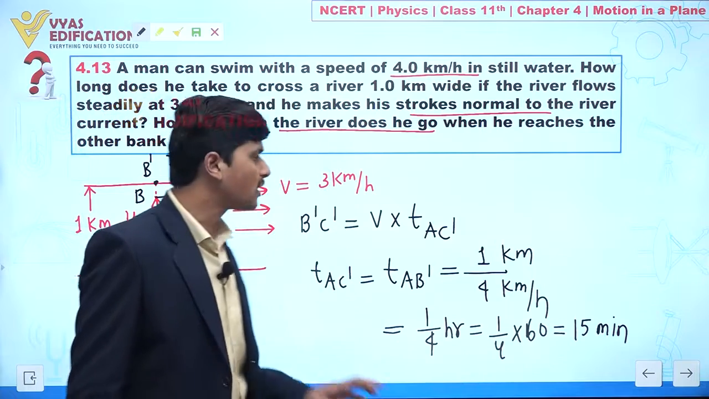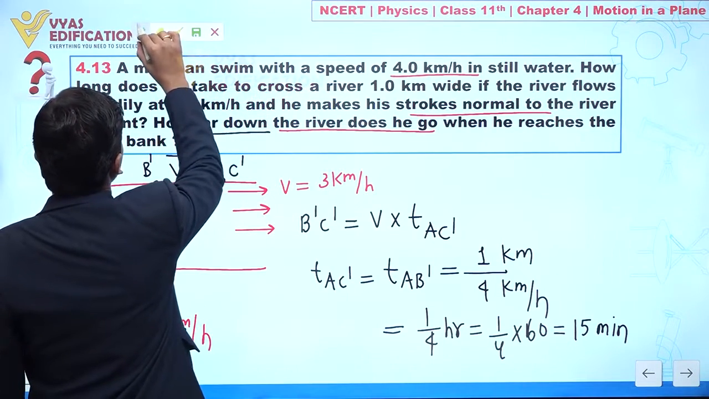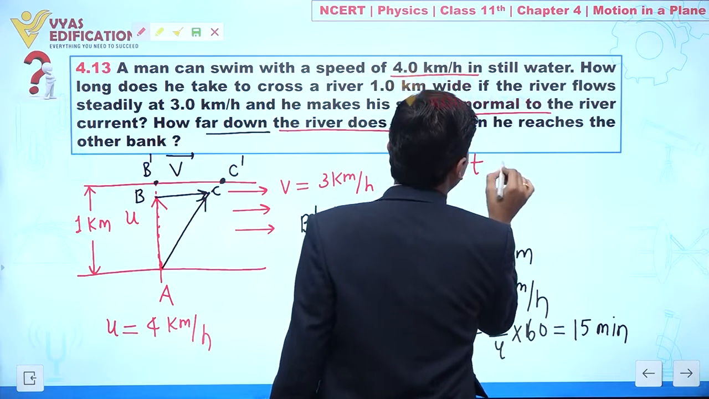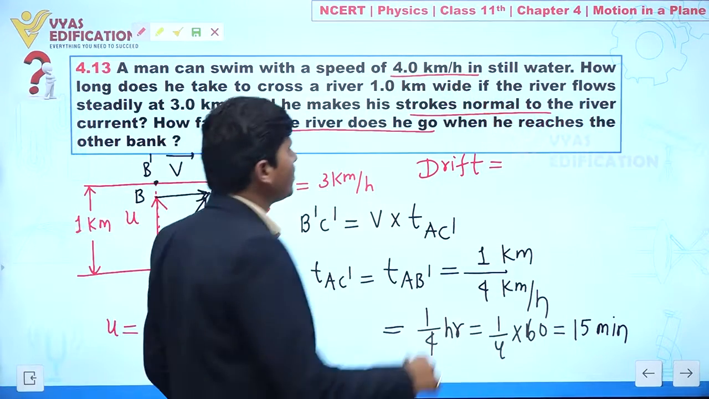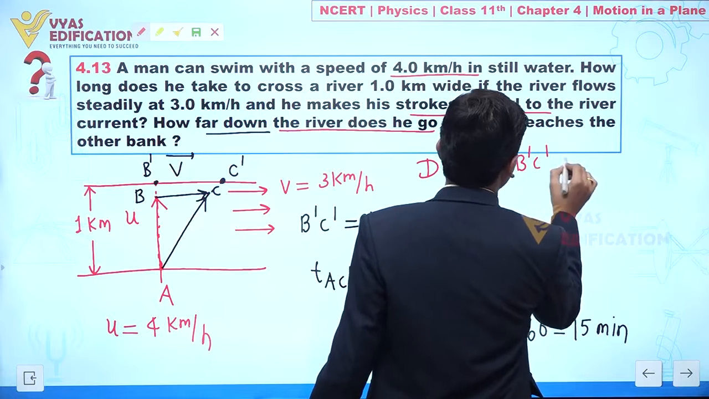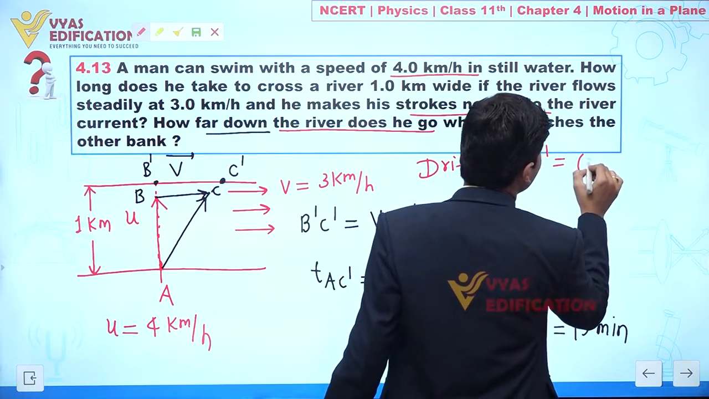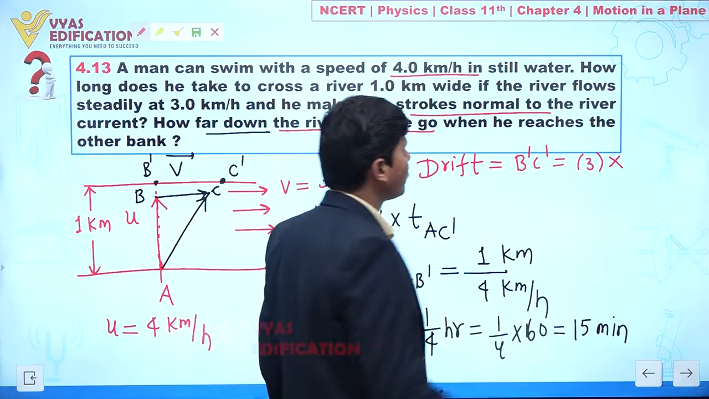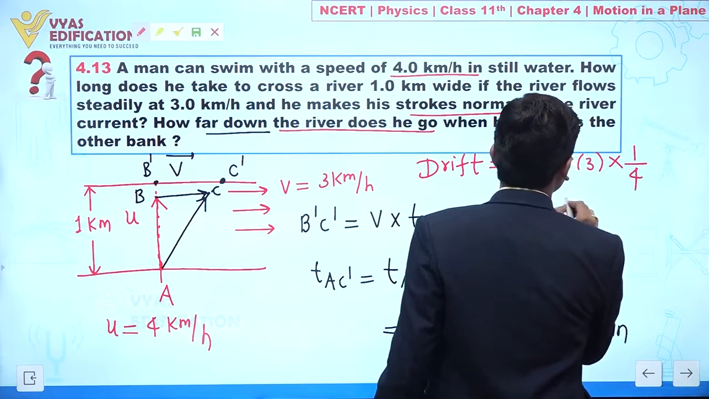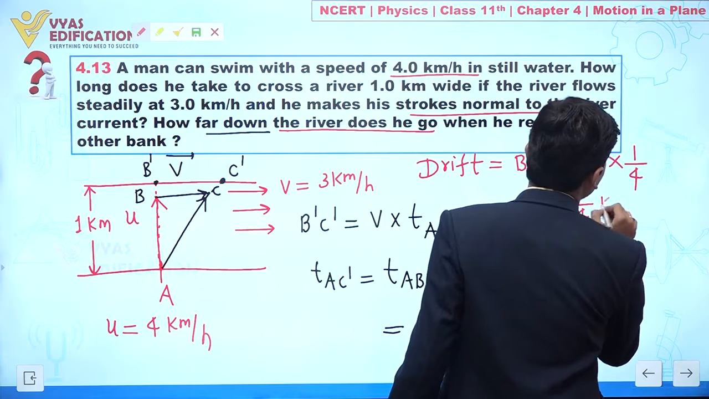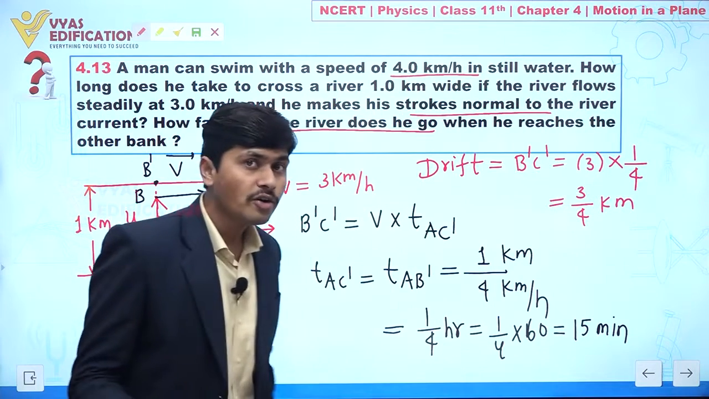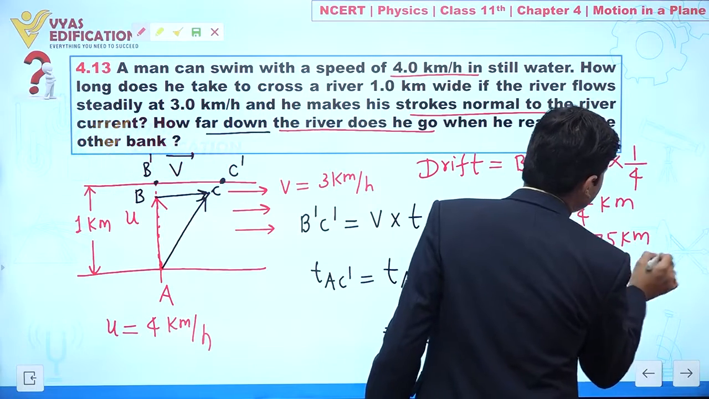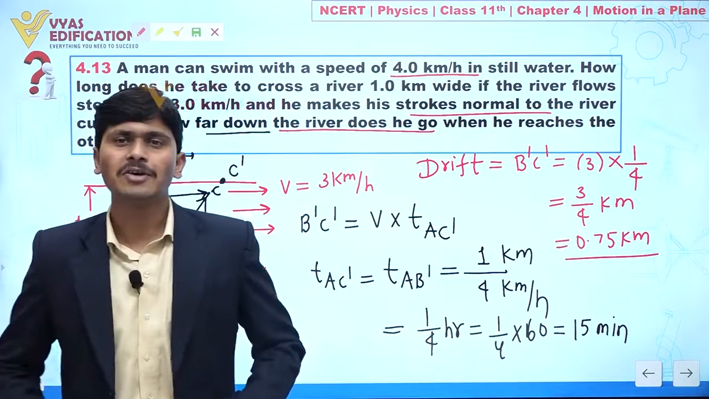So can we calculate the value of drift here? Yes, definitely we can calculate. So now we can write the value of drift. The value of drift is given by B dash C dash, and this is equal to the river current, given as 3 km per hour, multiplied by the total time. The total time is 1 by 4 hour. So from here you can say this is 3 by 4 km, or you can say this is equal to 0.75 km. Clear to everyone? So this is all about this solution.